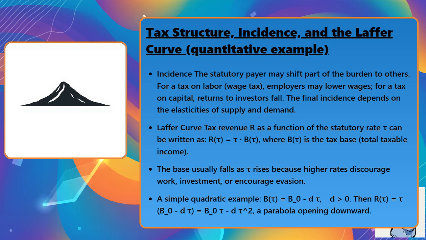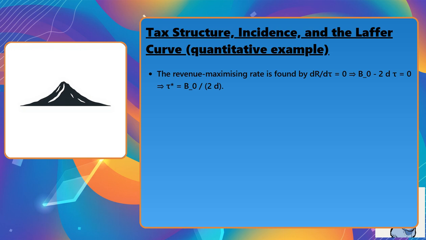B of tau equals B0 minus D times tau, D greater than 0. Then R of tau equals tau times (B0 minus D tau), which simplifies to B0 tau minus D tau squared, a parabola opening downward. The revenue maximizing rate is found by setting the derivative of R with respect to tau equal to 0, which gives B0 minus 2D tau equals 0, so tau star equals B0 divided by 2D.